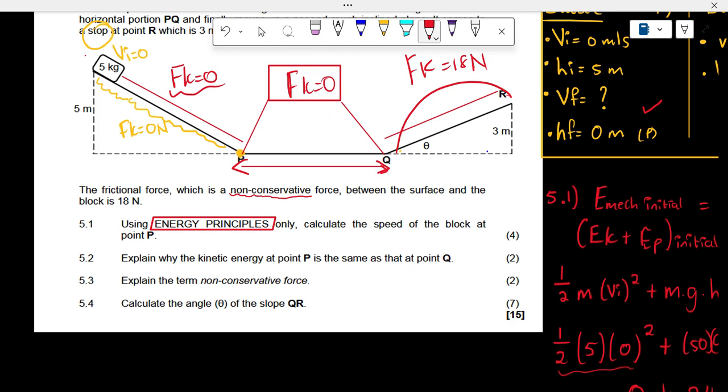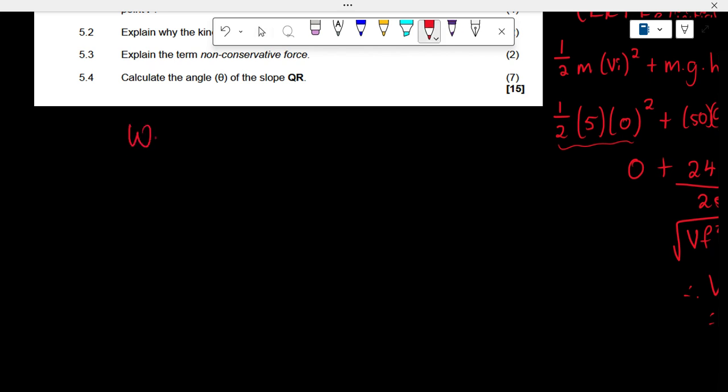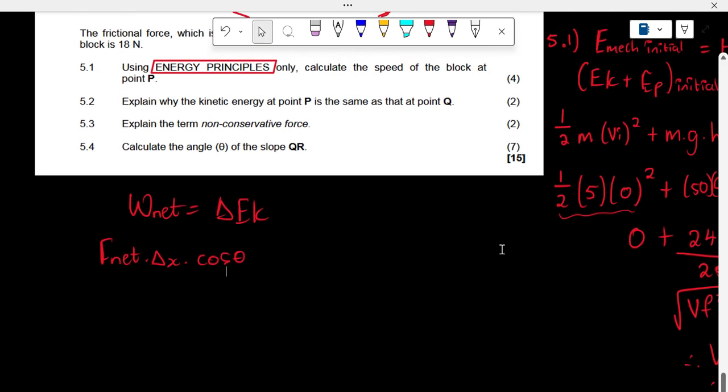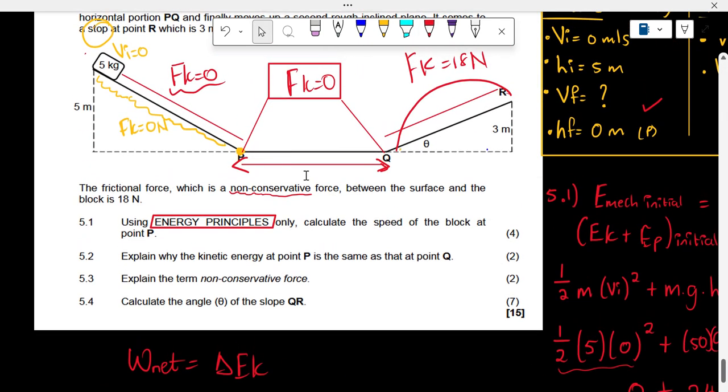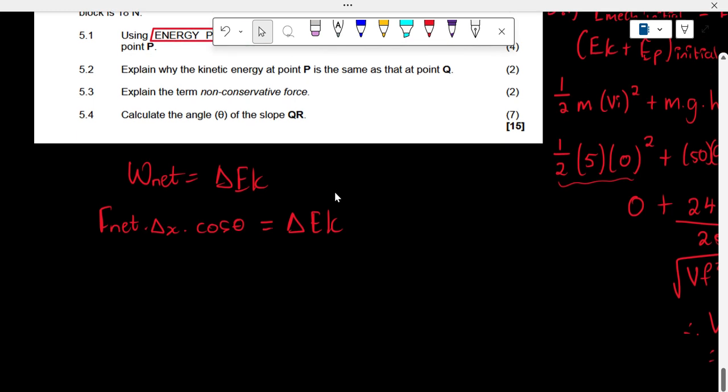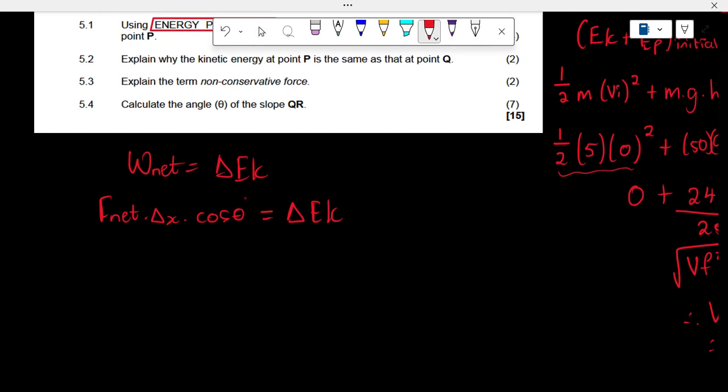So if frictional force is equivalent to 0, if you think about it, the equation W net equals the change in kinetic energy. And W net is equivalent to F net times delta X times cosine of theta. We know that the change in kinetic energy would be equal to 0. Why? Because all the forces acting on the object from P to Q are only the kinetic frictional force. And what's the value of the kinetic frictional force from P to Q? It's 0. So I put in my 0 there. Whatever delta X is and whatever cosine of theta is, this is going to be equal to delta EK.